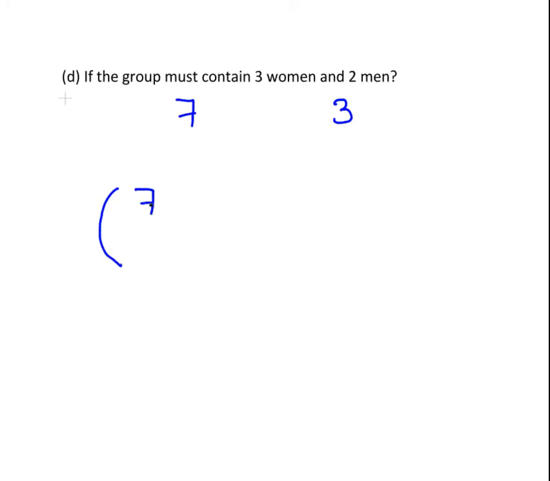So the next question is, I'll give myself loads of space for that one. So if the group must contain 3 women and 2 men, precisely 3 women and 2 men. That means we have 7 women to choose from altogether and 3 men. So essentially what we're going to do here is pick out 2 subgroups. We're going to pick from 7 women, we're going to pick 3, and we're going to multiply that by all the ways we can pick 2 men from a group of 3.